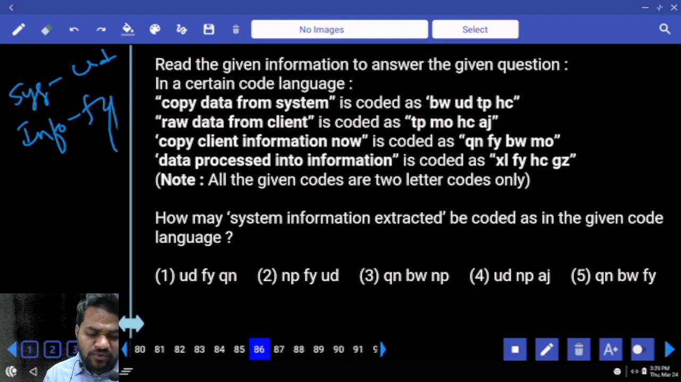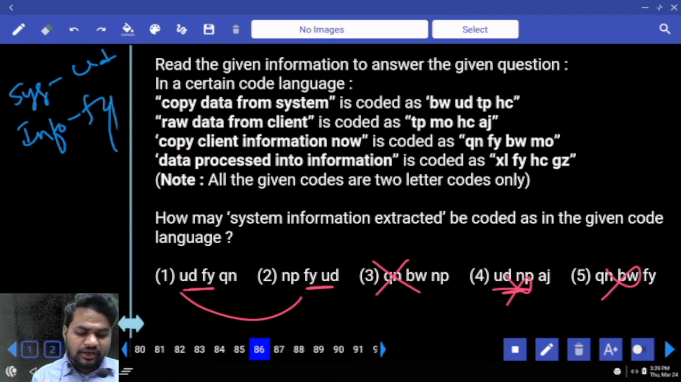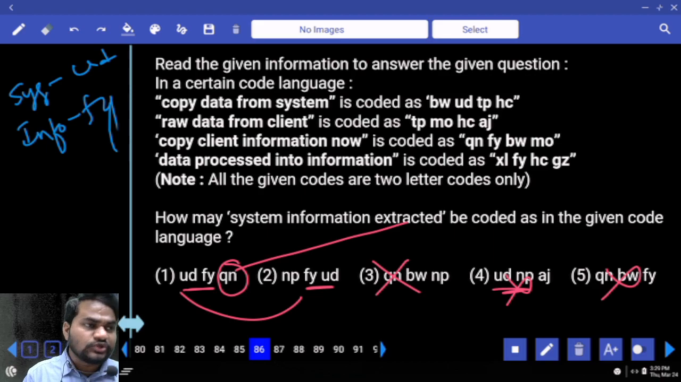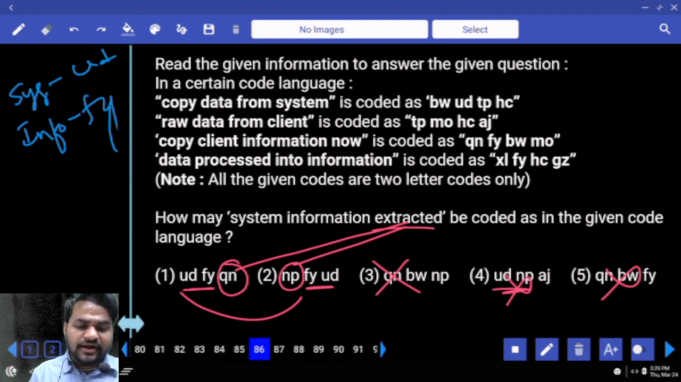So now UDFY are required. UDFY, maybe UDFY, maybe third option eliminated, FY is not presented, UD is not presented. So the answer will be between 1 and 2. Other than UD, we have UDFY, we have QN, which means they are trying to allot QN for this word in first option, next NP in second option. Now extracted is available in none of the given statements.